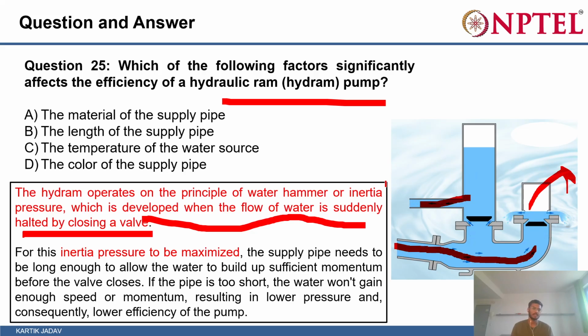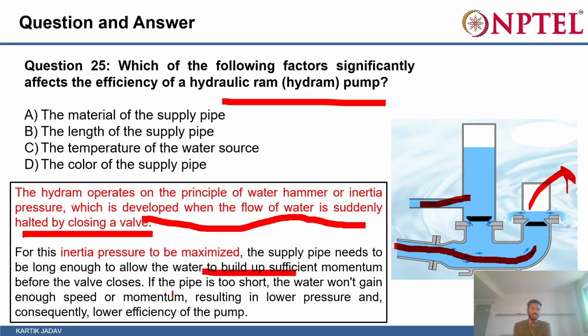For this inertia pressure to be maximized, the supply pipe needs to be long enough to allow water to build sufficient momentum before the valve closes. If the pipe is too short, water won't gain enough speed and momentum. It results in lower pressure and consequently lower efficiency of the pump. So the basic thing is we require a greater length of water movement, right?